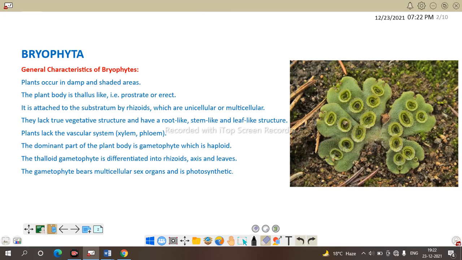They lack true vegetative structures and have root-like, stem-like and leaf-like structures, but not exact root, stem and leaf. The plant lacks a vascular system, as we discussed; it is a non-vascular plant. So vasculature like xylem and phloem is absent. The dominant part of the plant body is gametophytic, and the gametophyte is always haploid. The thalloid gametophyte is differentiated into rhizoid, axis and leaves. The gametophyte bears multicellular sex organs and is photosynthetic in nature.